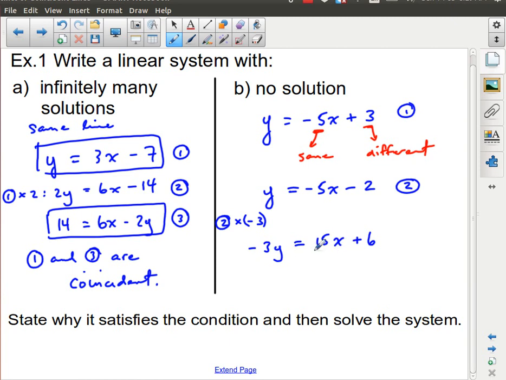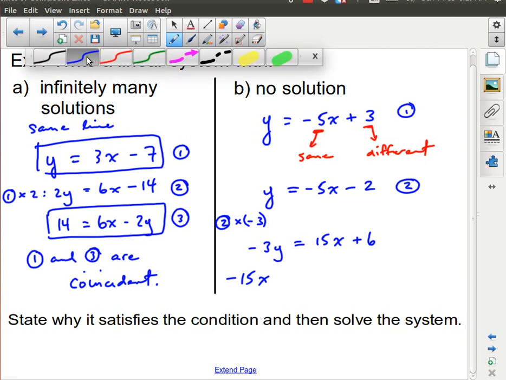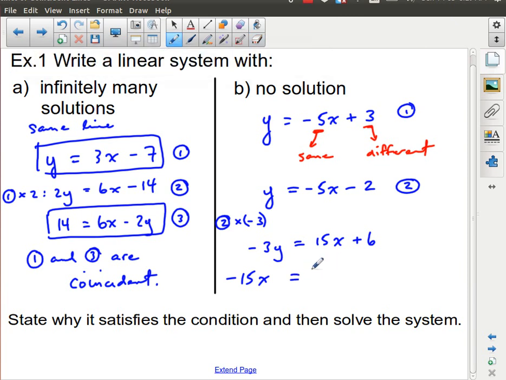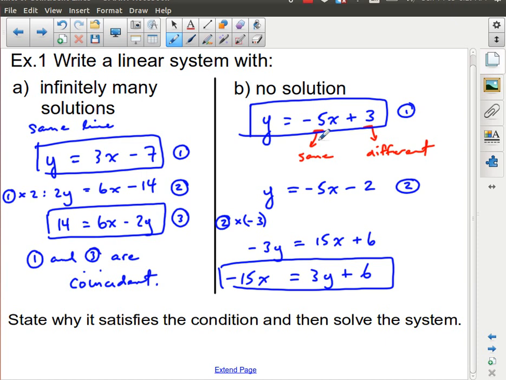And again, let's not leave it quite so obvious. So in this case, I think I'll bring the 15x over, so it becomes negative 15x minus 3y. Actually, let's move the y to the other side. So that becomes equal to positive 3y plus 6. So there are my two distinct lines. They are parallel to each other and they have no solution.